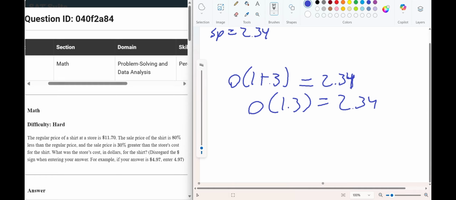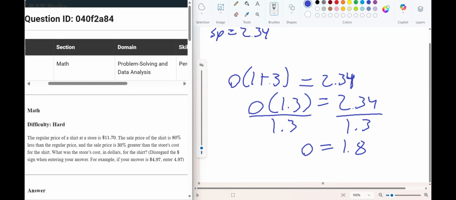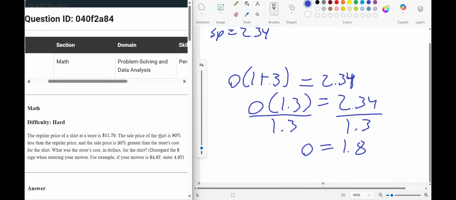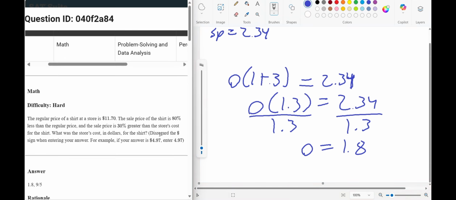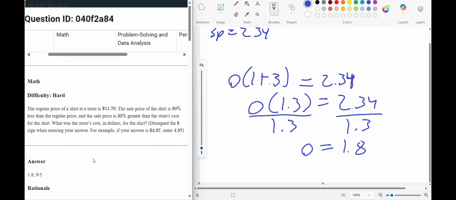So then how do I find that store's cost? I can just get the original by itself, divide by 1.3, divide by 1.3. And if we do 2.34 divided by 1.3, we should end up with the store's cost being $1.80. Let's go over here and check and see if that is the same when we do get 1.8, or 9/5. Remember, you can put fractions as an answer in the SAT, but it would have to be the most simplified form.